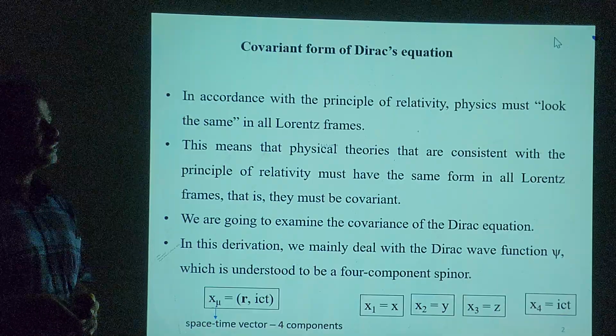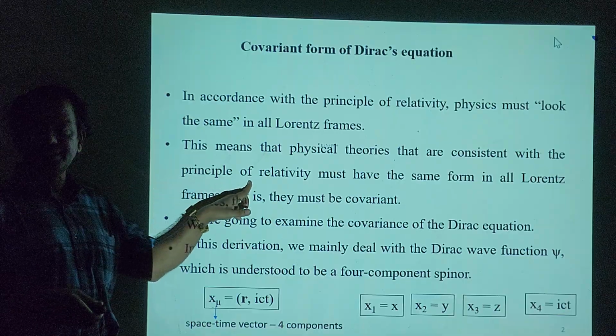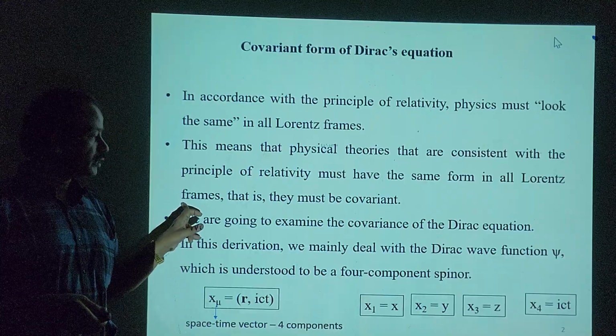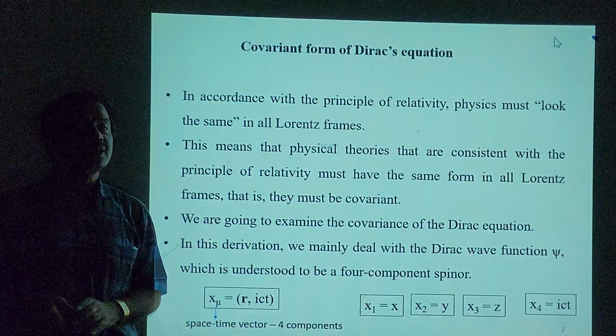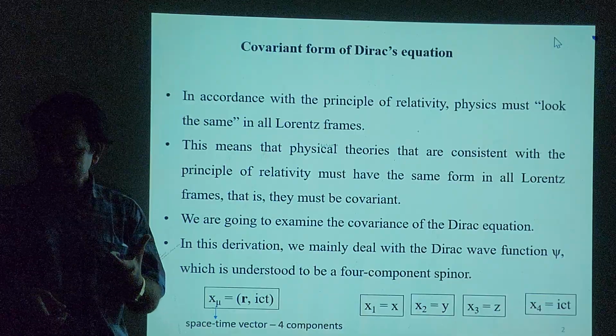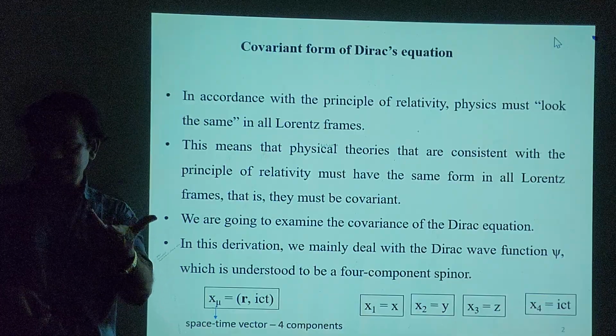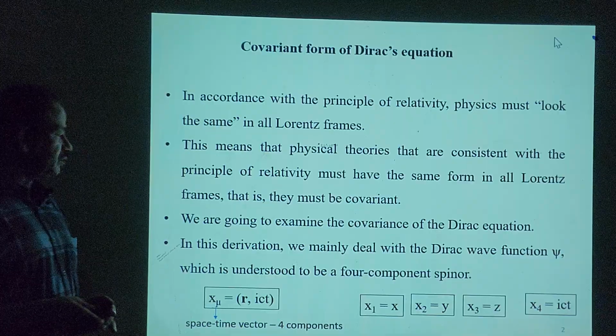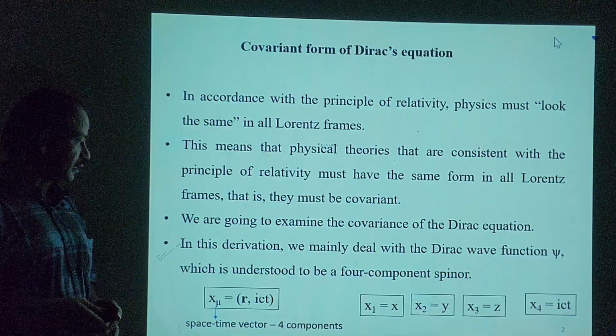This means that the physical theories that are consistent with the principle of relativity must have the same form in all Lorentz frames, that is, they must be covariant. So covariant means invariant under Lorentz transformation. We are going to examine the covariance of the Dirac equation in this class.